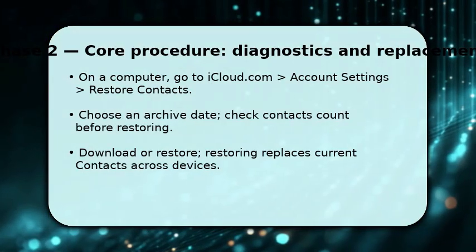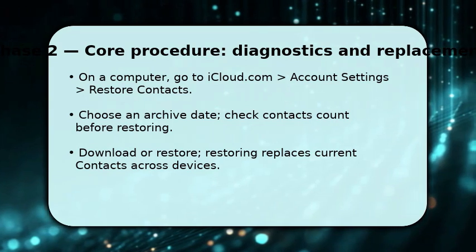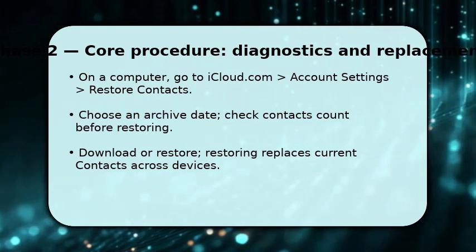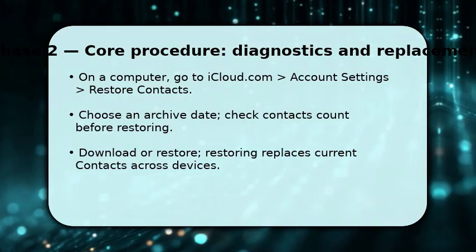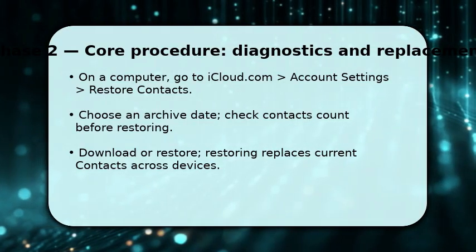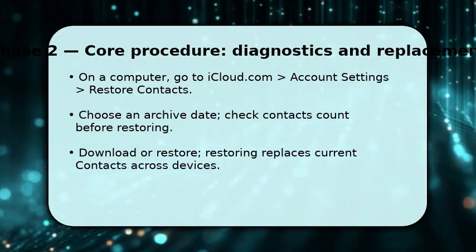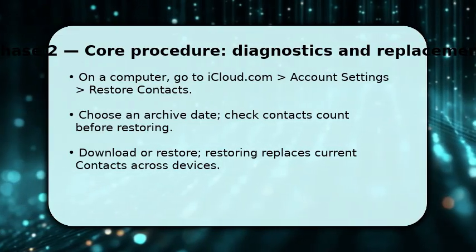Next, use iCloud's Restore feature on a computer for the safest recovery. Go to iCloud.com, open Account Settings and select Restore Contacts. You'll see Dated Archives. Pick the archive that predates the deletion. Before you restore, note the current contacts count so you can confirm changes.